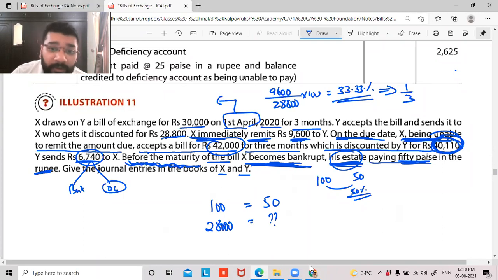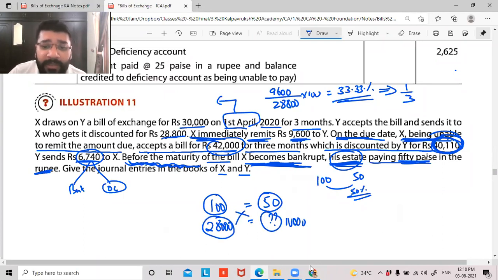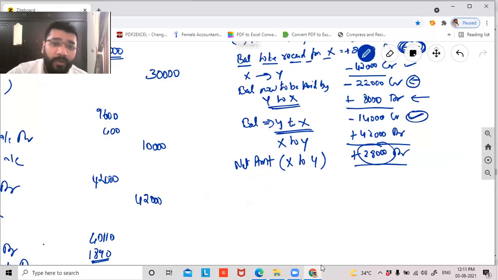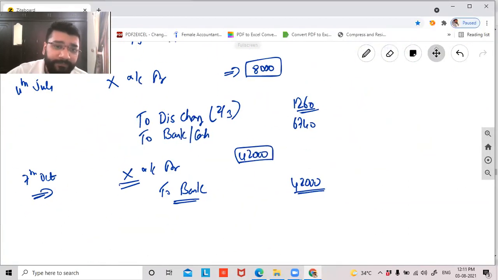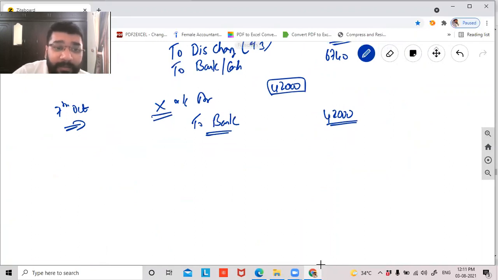Again, I repeat. In 100 paise, 50 paise is recoverable. Upon 28,000 rupees, how much is recoverable? Cross multiply, 14,000 is recoverable. And 14,000 is recovered. What is the remaining 14,000? It is a bad debt. Bad debt to whom? Bad debt to Y.